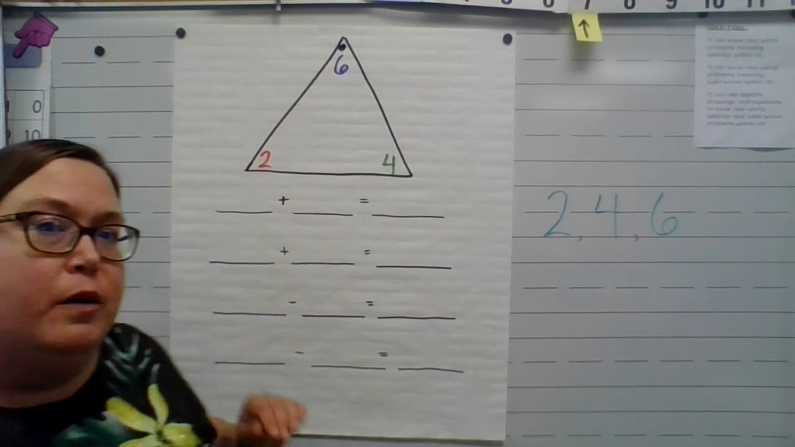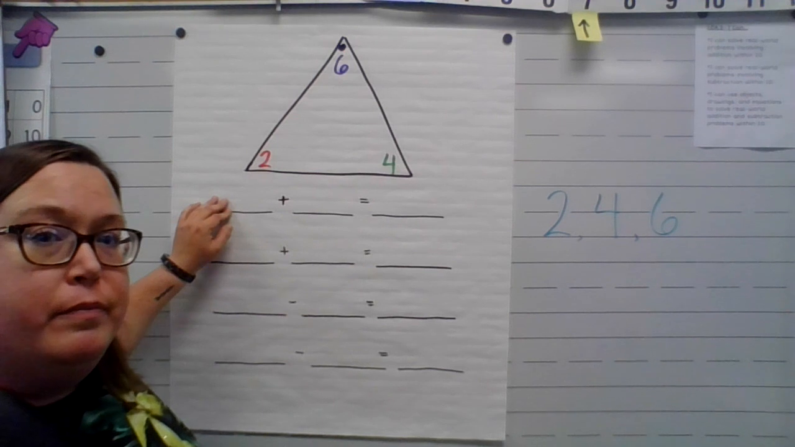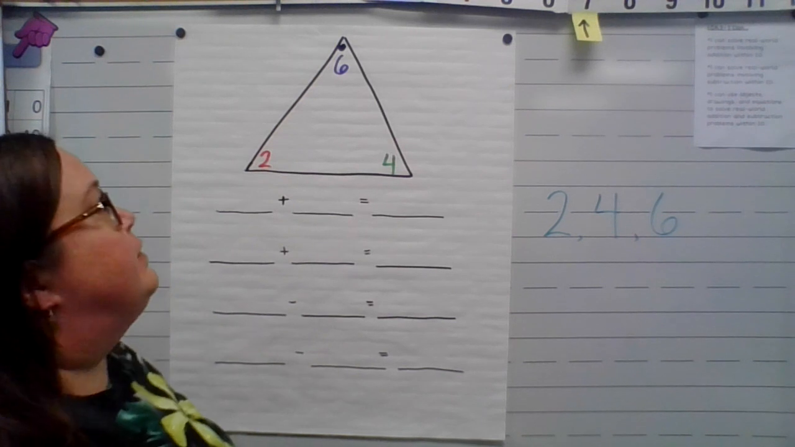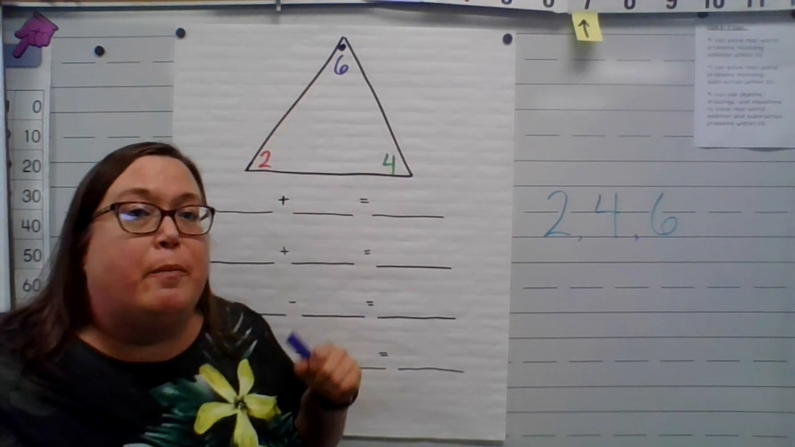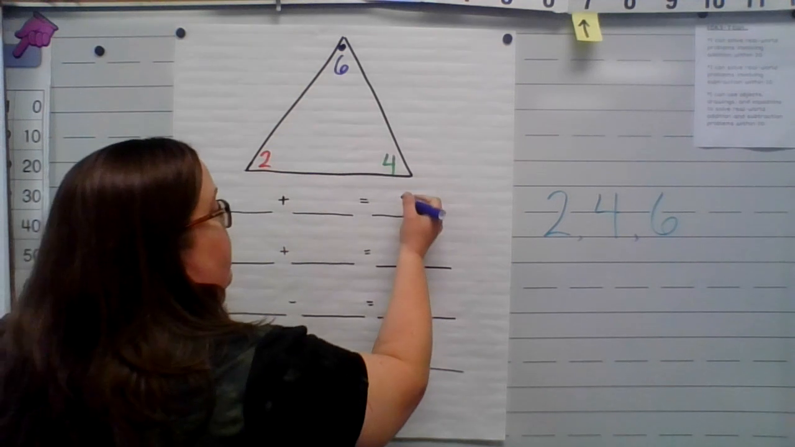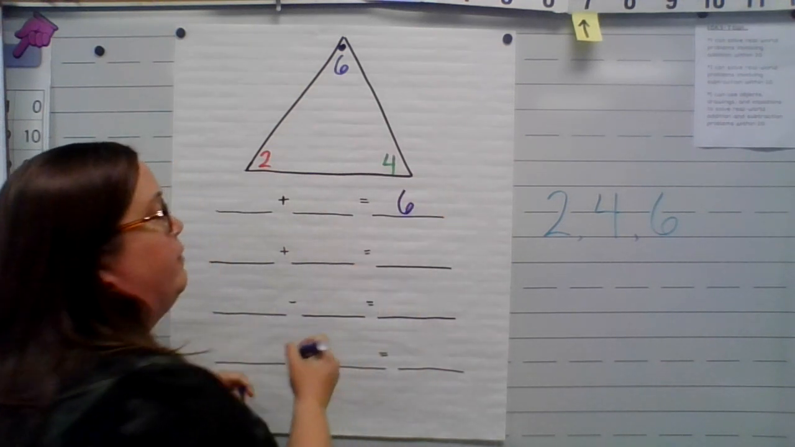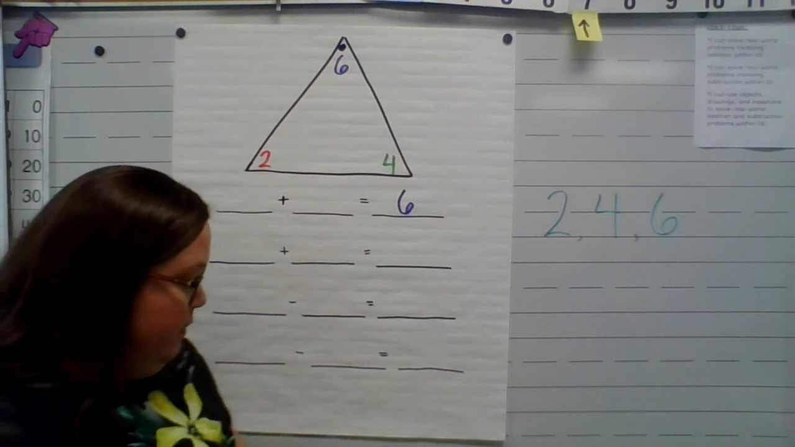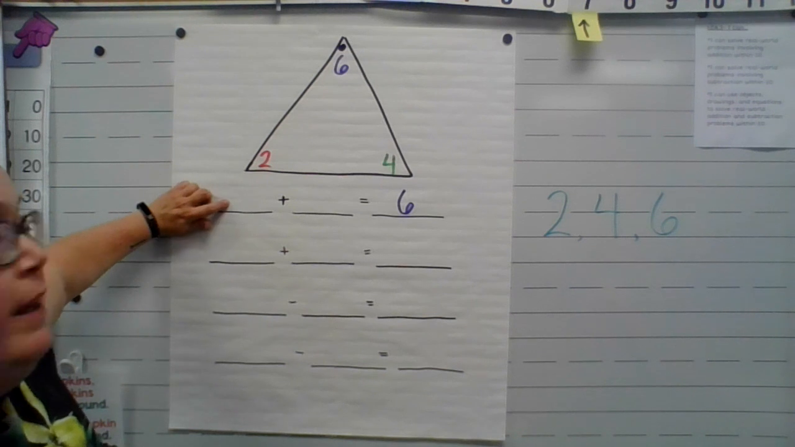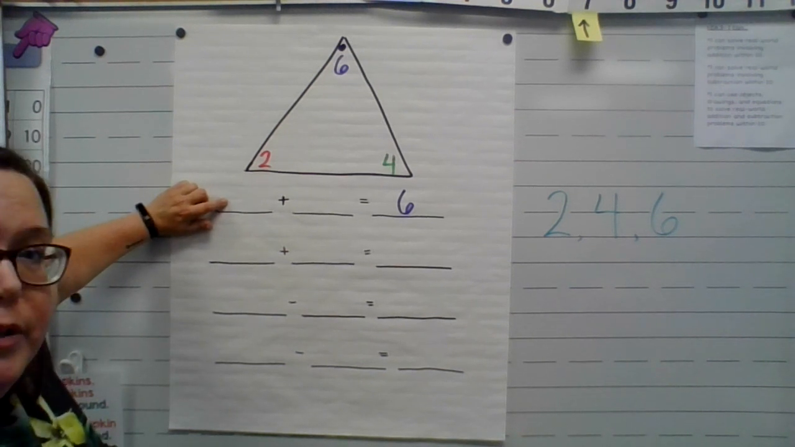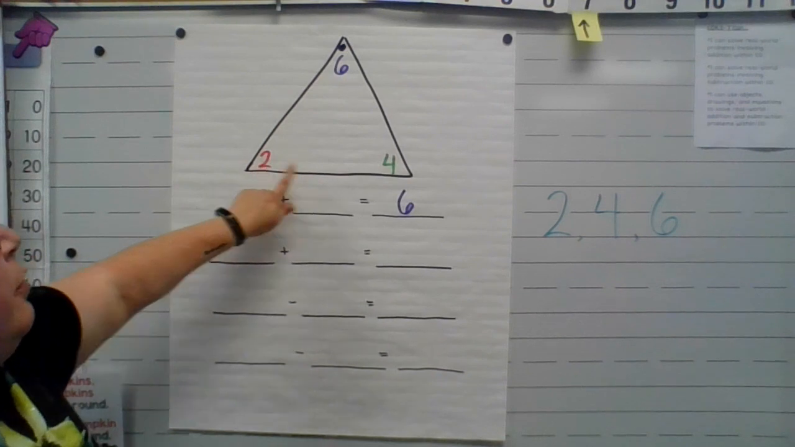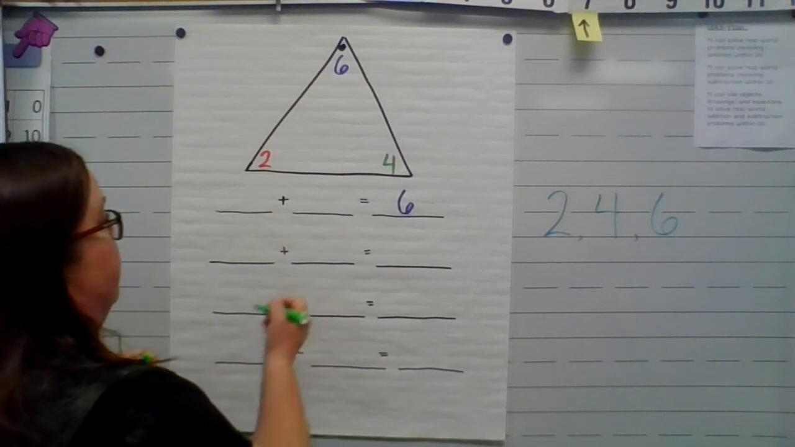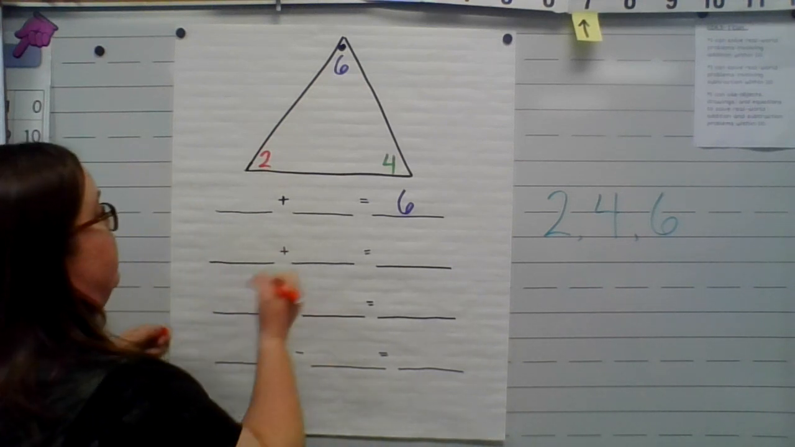Now I'm going to start with the first addition sentence right here. We're going to write the 6 first, because in addition problems, I know the biggest number is the answer. It goes after the equal sign. So I'm going to put the 6 there. Now, to make the rest of this number sentence, I'm going to use the 2 and the 4. I'm going to put the 2 in here.